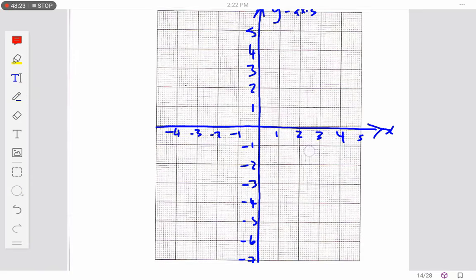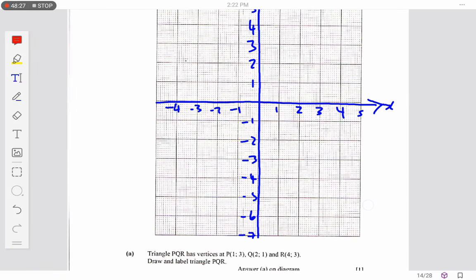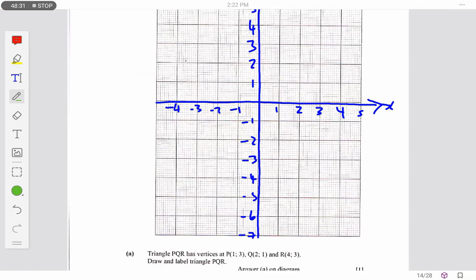You find out the first triangle was saying it's P at 1 and 3. Let's draw it. 1 and 3. So that's our P here. Then we have got our Q, which is 2 and 1. So our Q is here, 2 and 1. Then our R is 4 and 3. So it's 4 and 3 here. That's our R there.